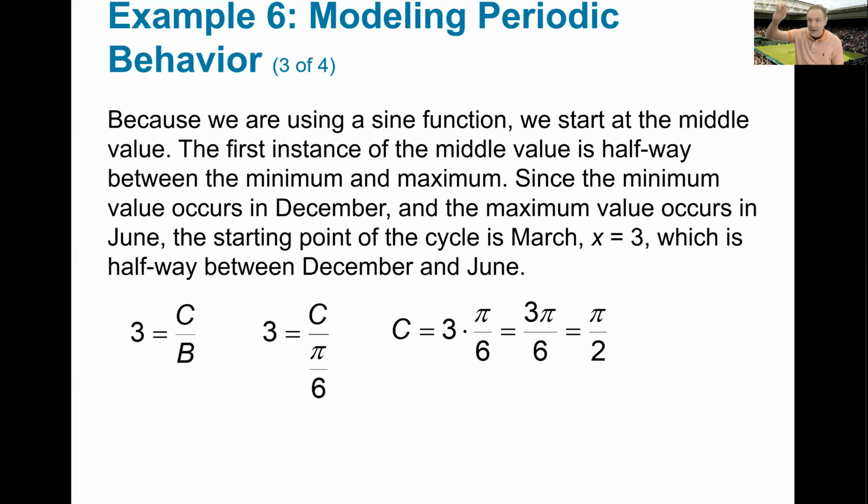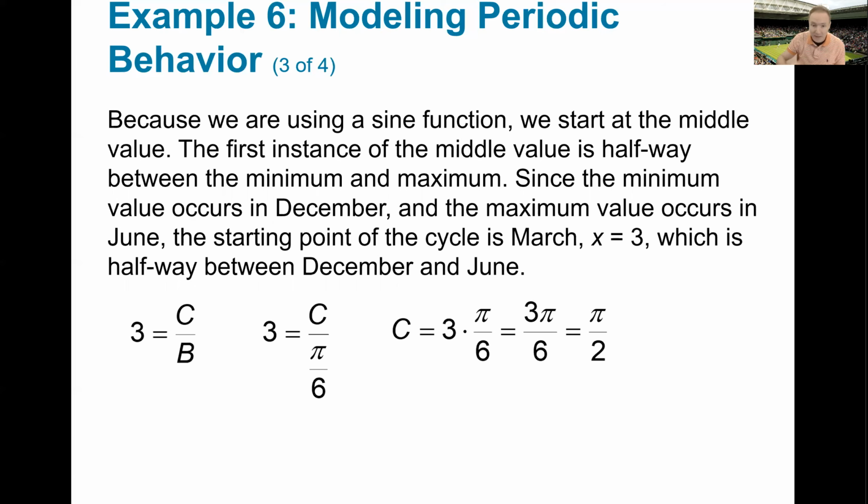So if we have a maximum at 6 months and it's 14 hours, then we're going to have a middle value, a middle y value in this case, of 12 hours. You're going to have 12 hours of sunlight a quarter of a year before June. So that would be in the 3rd month, March.